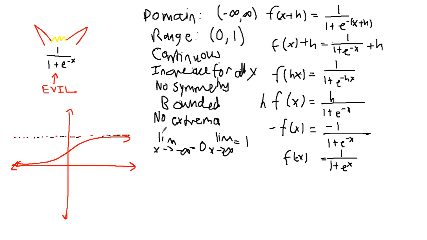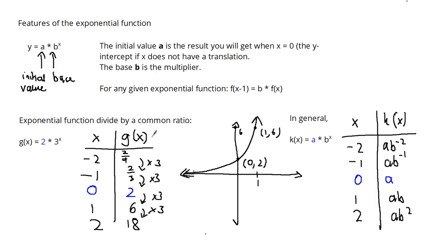The reason why I explained the features of e to the x in the beginning was because you've already known all of it. But this is all the transformations that will happen. They're all unique. It's not an even or an odd function, so they're all unique, right? So, features of the exponential. I'll be going through this really quick because you should have already known this.